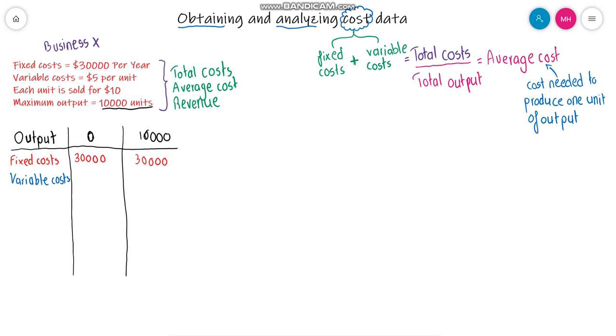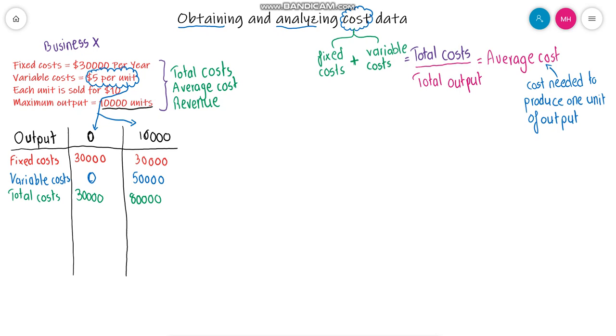Okay, so now variable costs. We said variable costs do change, they're directly related. As it says here, $5 per unit, so 5 times 0 is 0, and 5 times the number of units, which is 10,000, is $50,000. Now we can calculate total costs. When our level of production is 0, total costs will remain 30,000. When level of production is 10,000 units, it becomes 80,000.